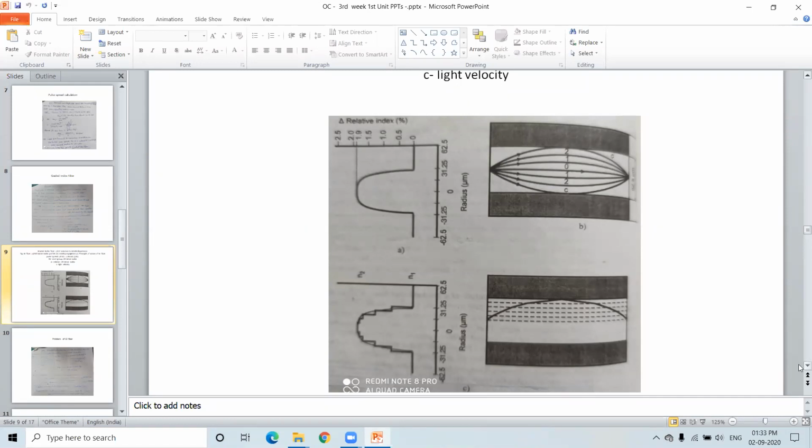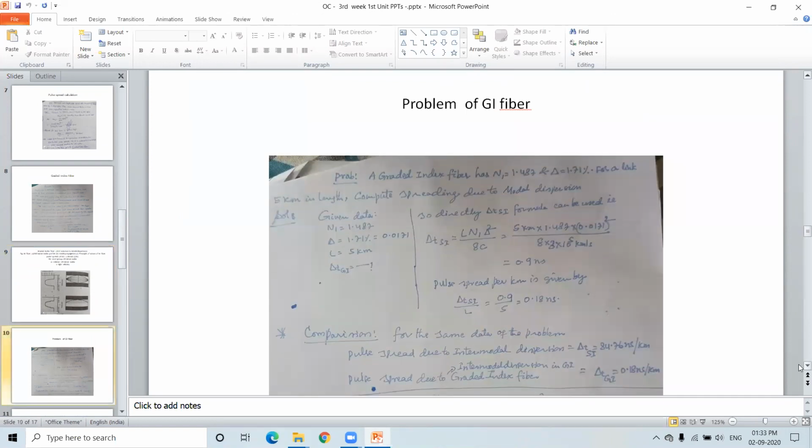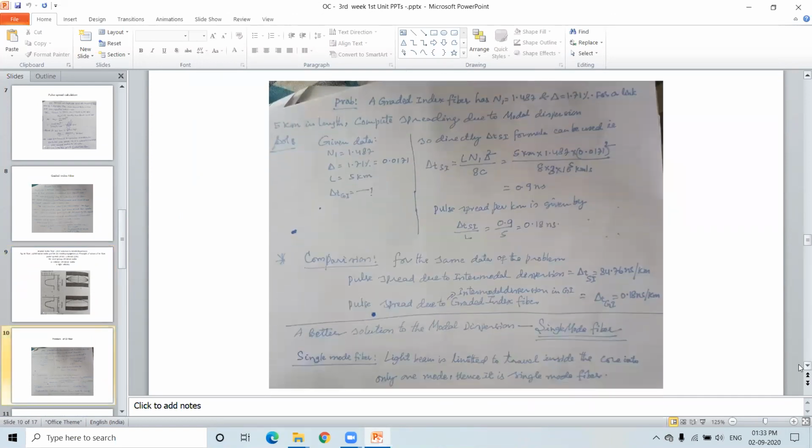Now let us see, it depends on that formula. We are going to solve one problem and we are comparing this.